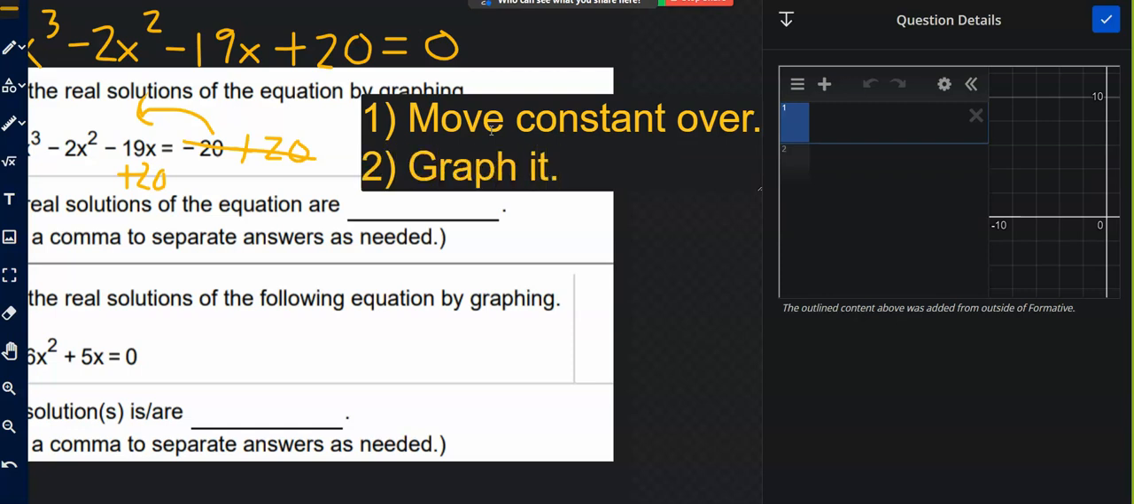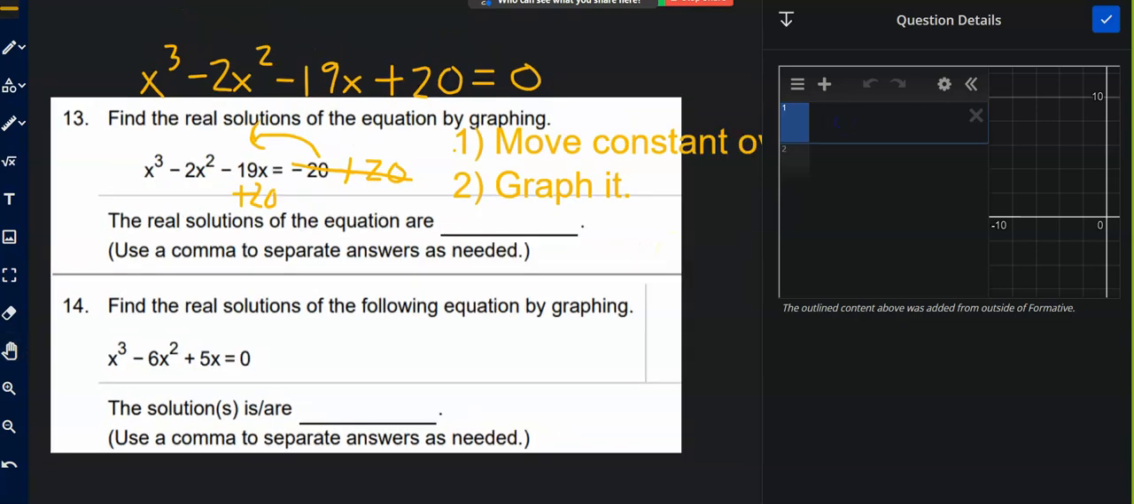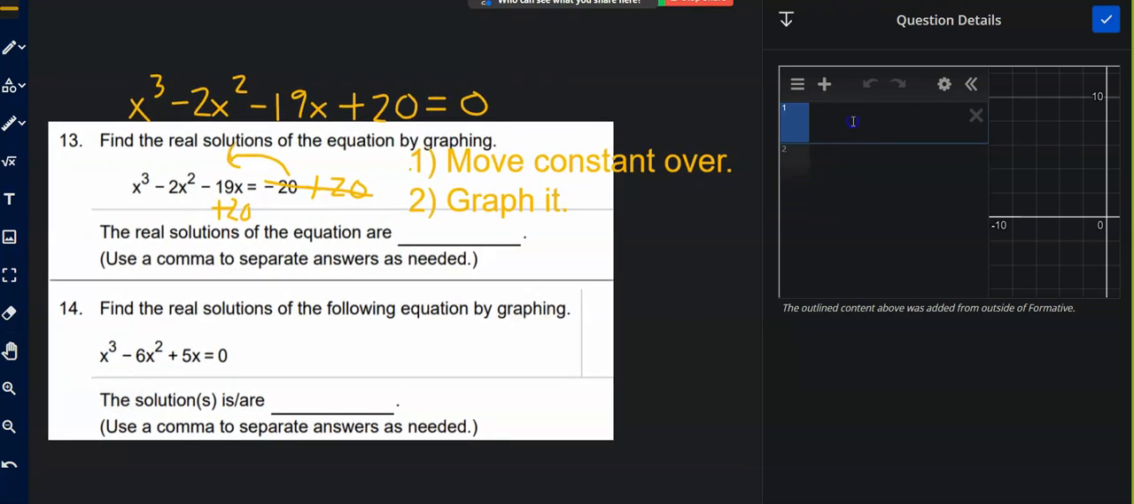Graph it. I'm going to have you do this a couple different ways, but hopefully the graphing would help you a little bit. X to the third minus 2x squared minus 19x plus 20.